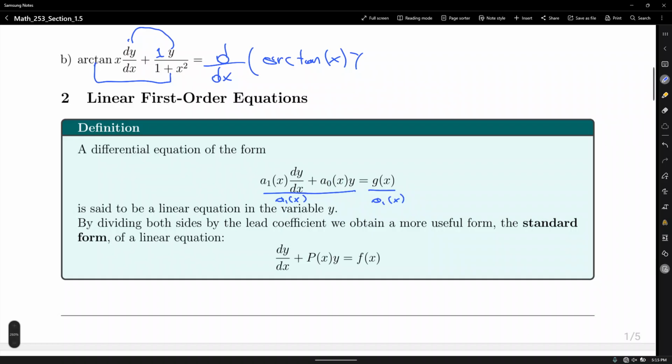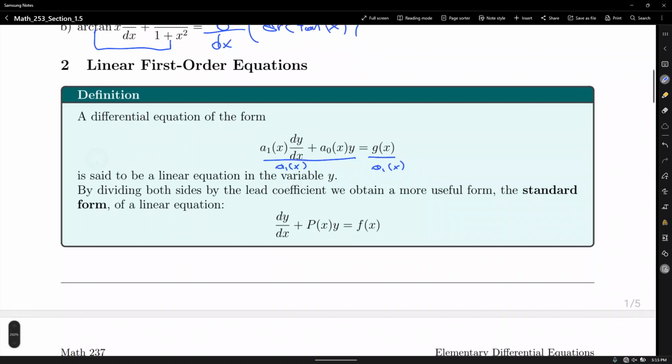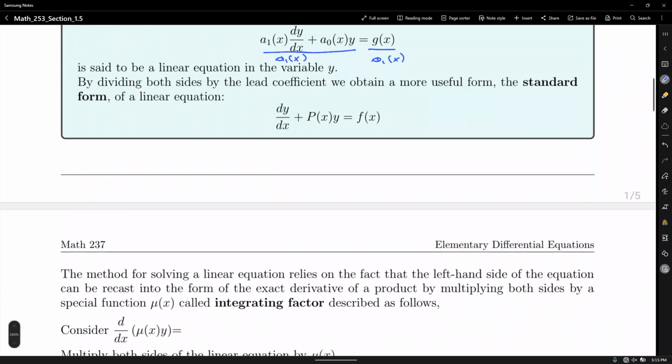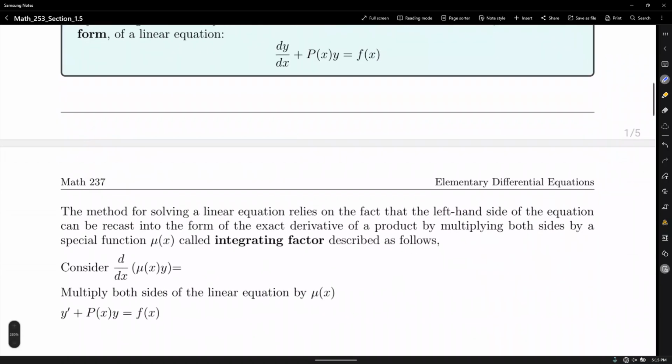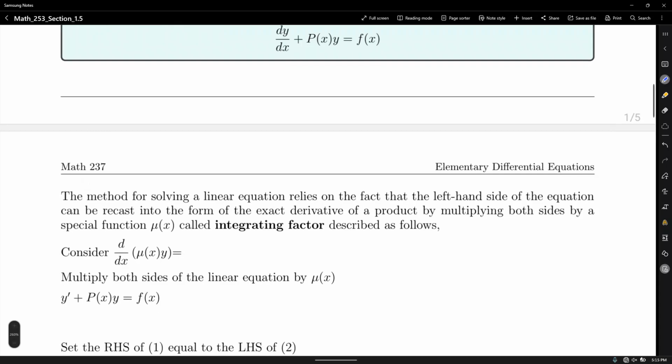So how are we going to solve this equation? The method relies on writing the left-hand side of the equation in terms of the derivative of some product. The formula, which is very simple, is at the bottom of the page. However, I'm going to show you where this formula comes from.